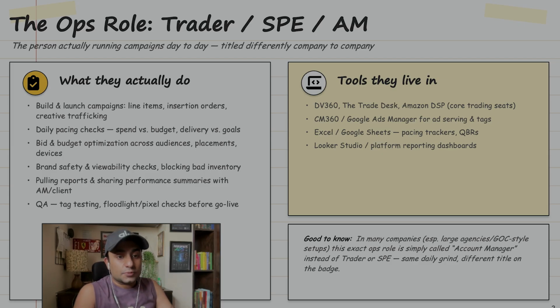Now, what is good to know here? In many companies, especially large ones like GOC, Google Operations Center, this exact ops role is simply called account manager. So what your designation is depends on the company, as different companies give different designation names. In an agency, somebody working as a senior process executive might be called an account manager when they go to a product side company. So instead of trader or SPE, same daily grind, different title on the badge.